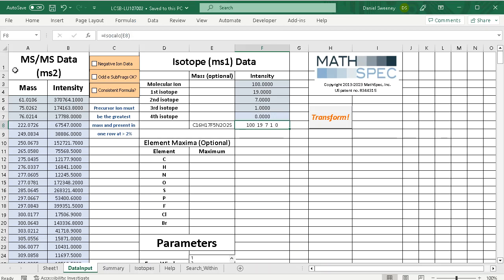To save time, I've already entered the data into a new Excel workbook. There were no isotope ratios available for the precursor ion, so I calculated those using the isocalc formula. I'm going to use all the default parameters. The data was positive. Now this analysis might take a few minutes, so I'm going to pause the recording while this is running.